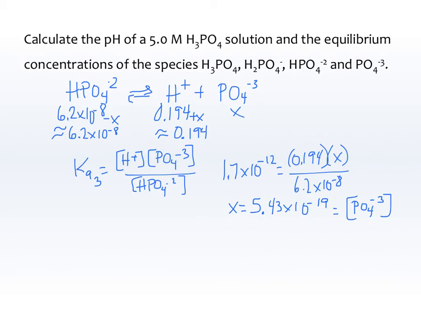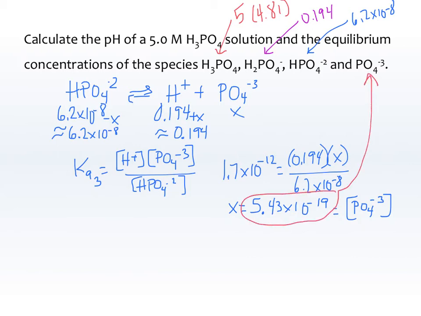So now the question is, what are the concentrations of everything? So let's go back and look at the work we had. H3PO4 was approximately 5. If you would like to subtract that first x, subtract that 0.194, you can say 4.81. But if you leave it as 5, that's totally fine. H2PO4 minus and H plus were both 0.194. HPO4 minus 2, that was from my previous problem, was 6.2 times 10 to the negative 8. And then PO4 minus 3, which we just now found, was 5.43 times 10 to the negative 19.